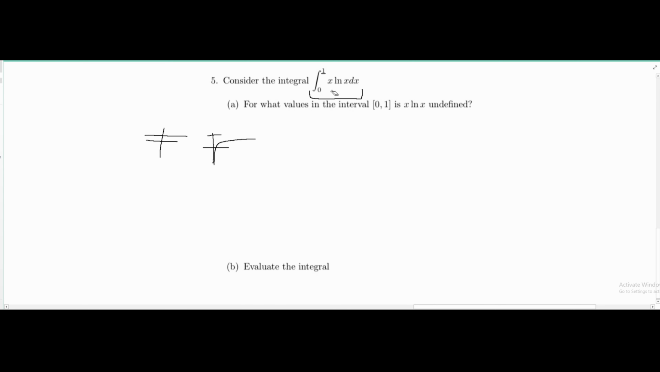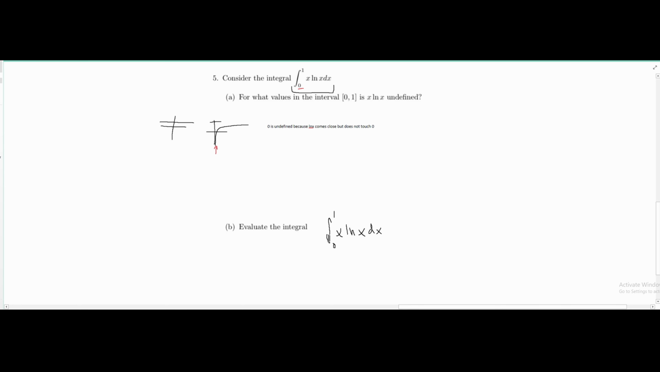What is the problem though, what is undefined, is this 0 part right here. Because although our graph right here comes close, it never touches the y-axis. So when it asks us for what values in the interval 0 to 1 is x ln x undefined, that means the only value here is 0. And 0 is undefined because ln of x comes close but does not touch 0. And this will be our answer for part A.